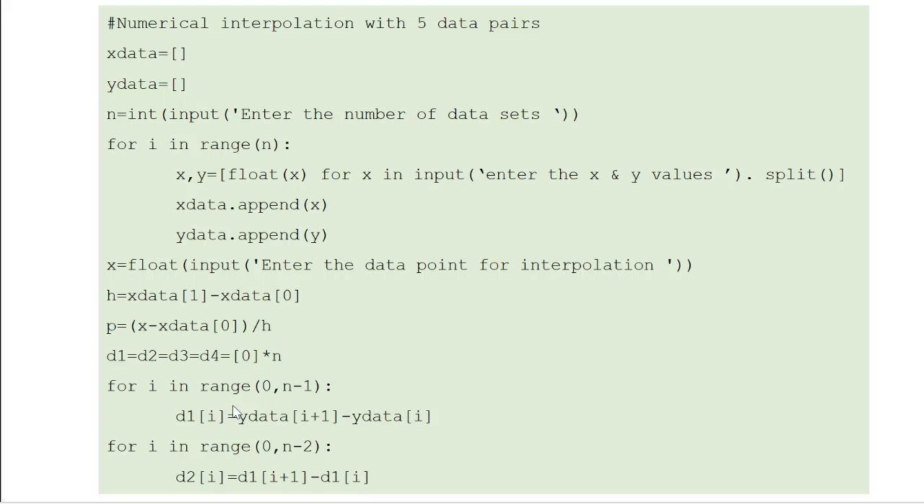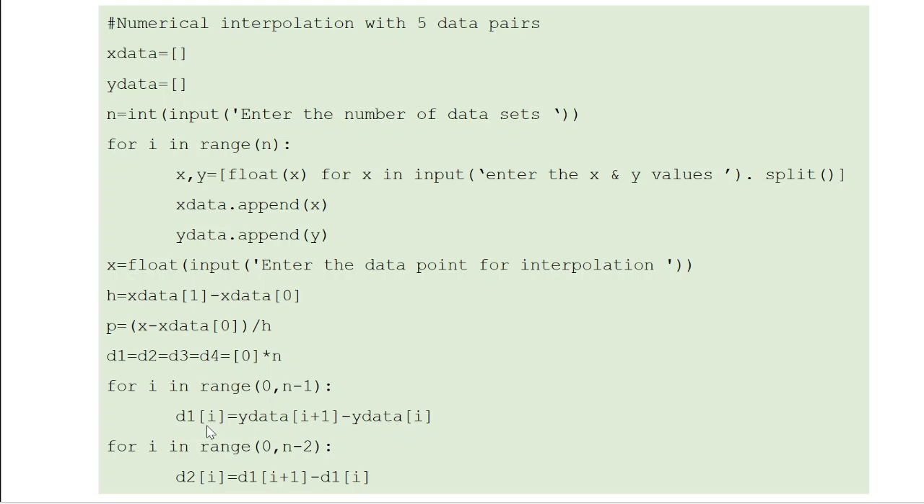First, let's find out the elements of the first difference list, D1. So the first difference is nothing but the difference between successive y values. Okay. So here I will have one element less. So for I in range 0 to n minus 1, D1 of I equal to y data I plus 1 minus y data I.